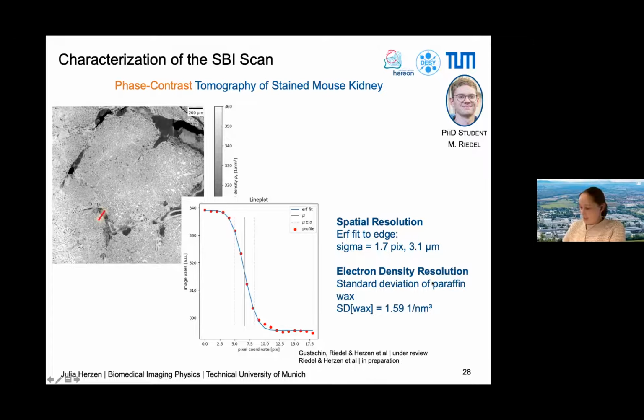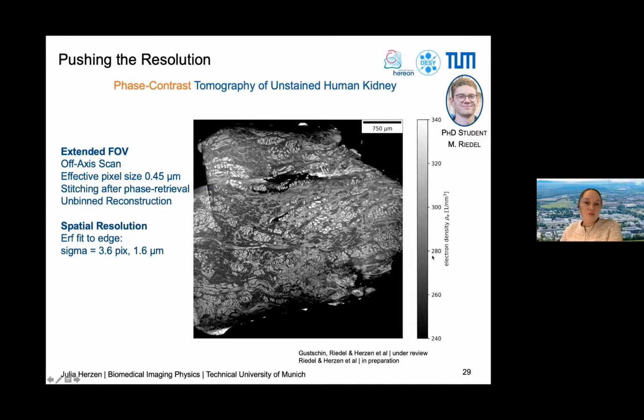But I told you we are very close to the resolution of the system. It's approximately 1.5 microns at this beamline. So we try to even get higher with the resolution in the scan. So we scanned an unstained human kidney with a larger piece of it to extend the field of view. It's now instead of just fitting 5 millimeters, we have almost 1 centimeter of tissue, and scanned it with very small pixel sizes, stitched it together, and then reconstructed, and achieved the spatial resolution of 1.6 micrometers here.